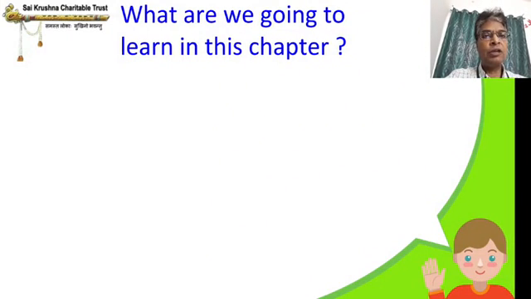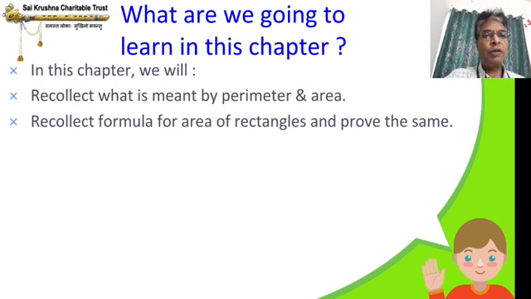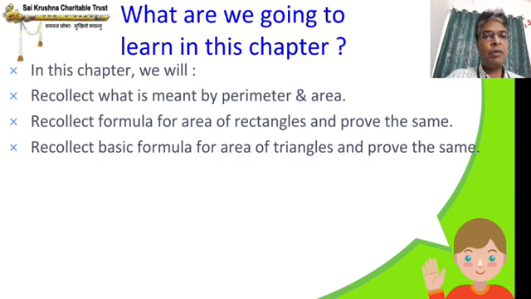So in this chapter, we are going to learn the following. We will recollect what is meant by perimeter and area. All of you may be knowing what a perimeter is and what an area is, but still in this chapter we will recollect again, so that if anyone has any confusion or problem, you can understand thoroughly through this chapter. Recollect the formula for area of rectangles and prove the same. Again, all of you know the formula for rectangles, but let us also recollect what that is and also prove the same.